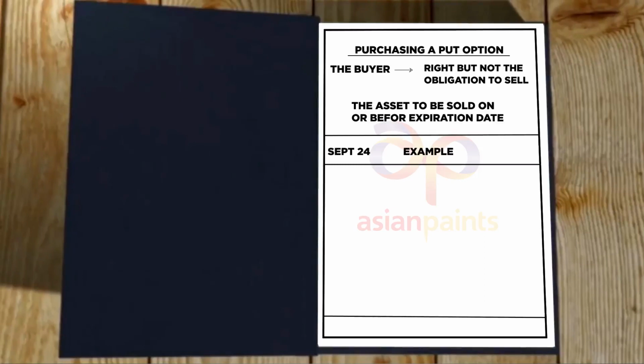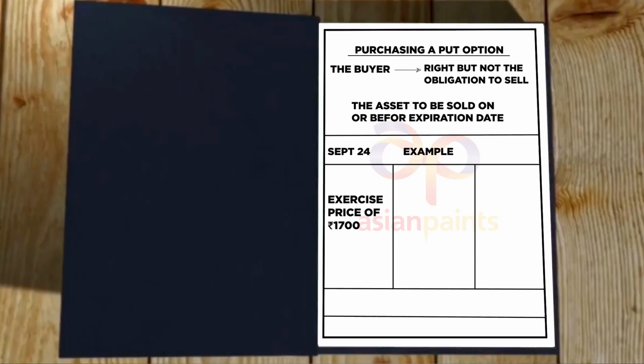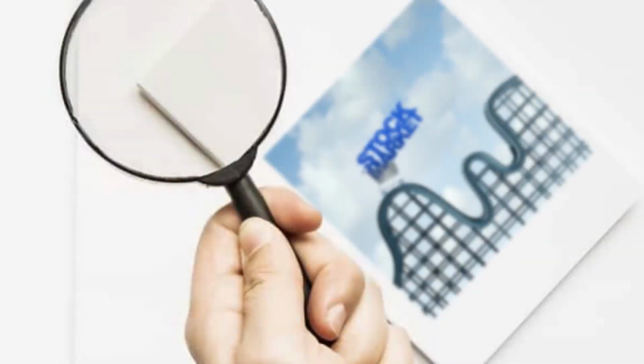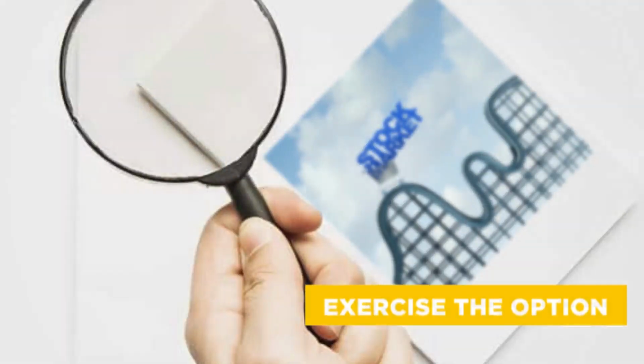On September 24th, a put with an exercise price of rupees 1700 expiring on October 31 was trading at rupees 21. The price of the underlying Asian Paints share was rupees 1767. Assuming you had purchased this put option, let us examine the circumstances under which you would exercise this option. You would wait till October 31 and observe what Asian Paints shares value turn out to be.